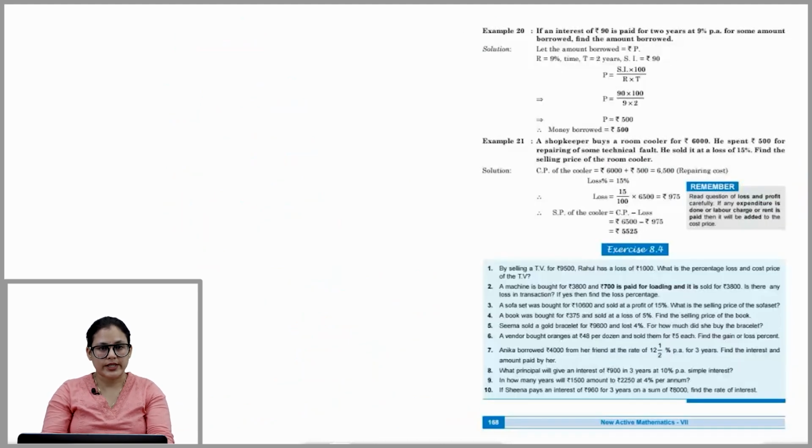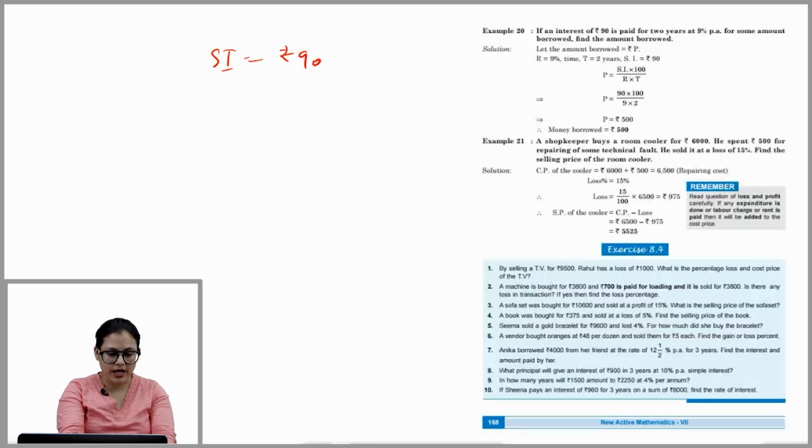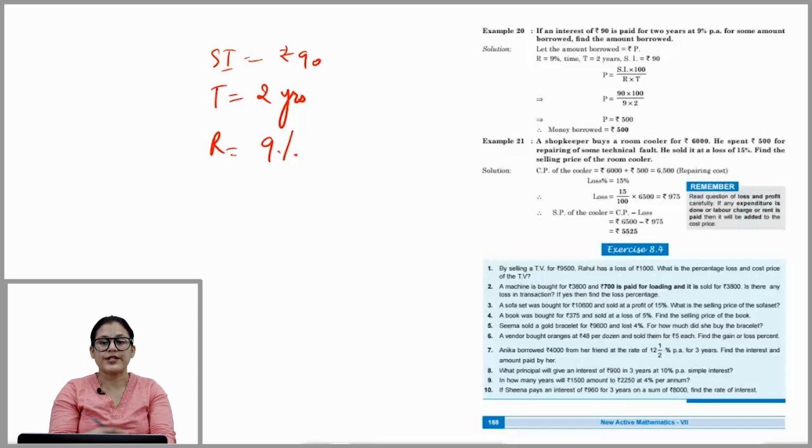Let's check out example 20. If an interest of rupees 90, okay, rupees 90 is interest, is paid for 2 years, time is 2 years, and at 9% per annum, that is rate is equals to 9% for some amount borrowed. Find the amount borrowed.